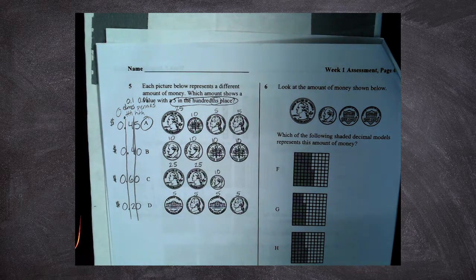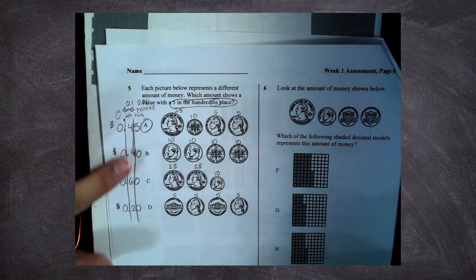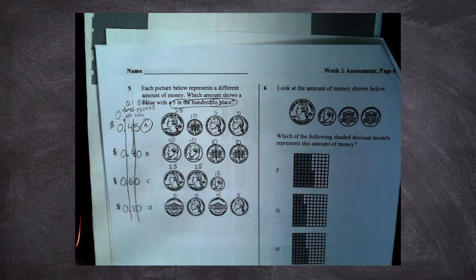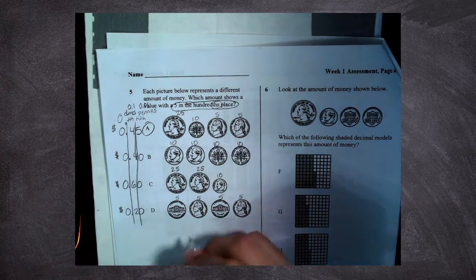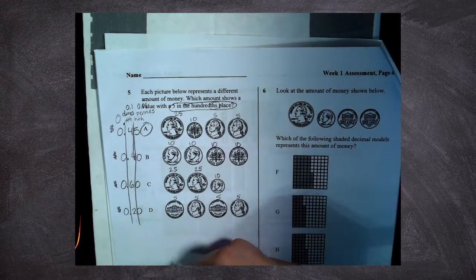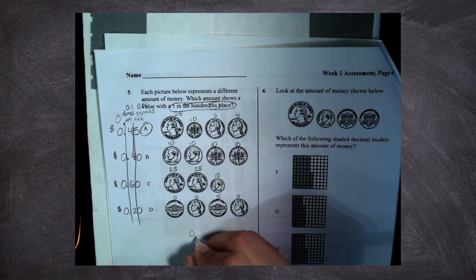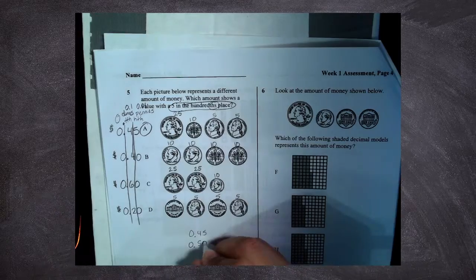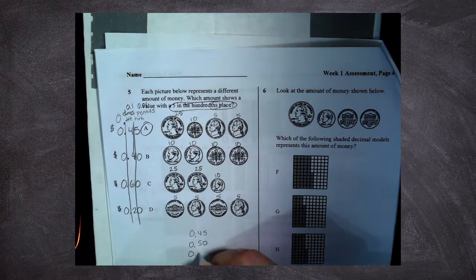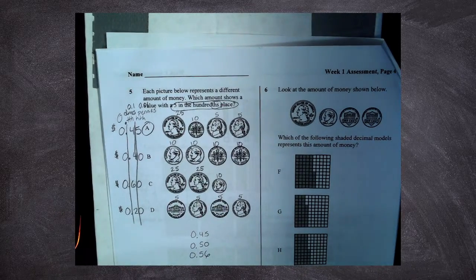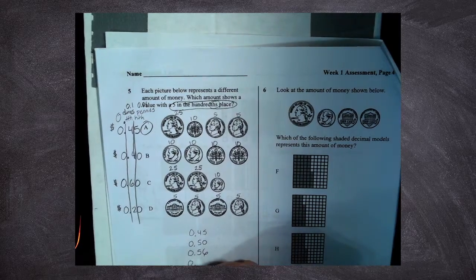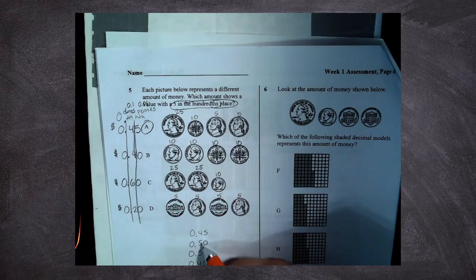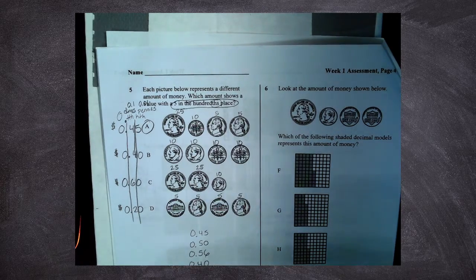Now this one, they were a little bit nice because there's only one answer choice with a 5 at all. But I've seen a lot of questions where they'll give you answer choices like 45 cents, and then 50 cents, and 56 cents, and then 40 cents. So sometimes they'll try to trick us by putting 5s in other place values.